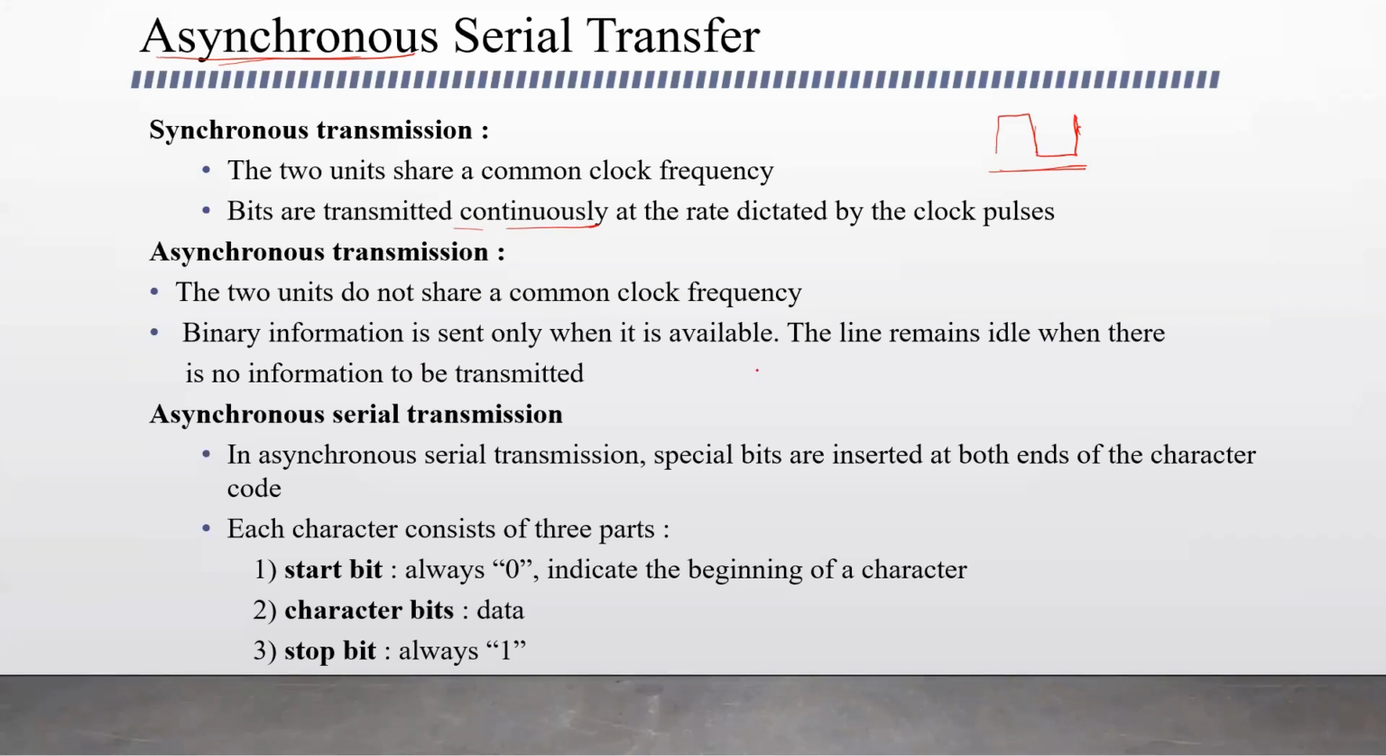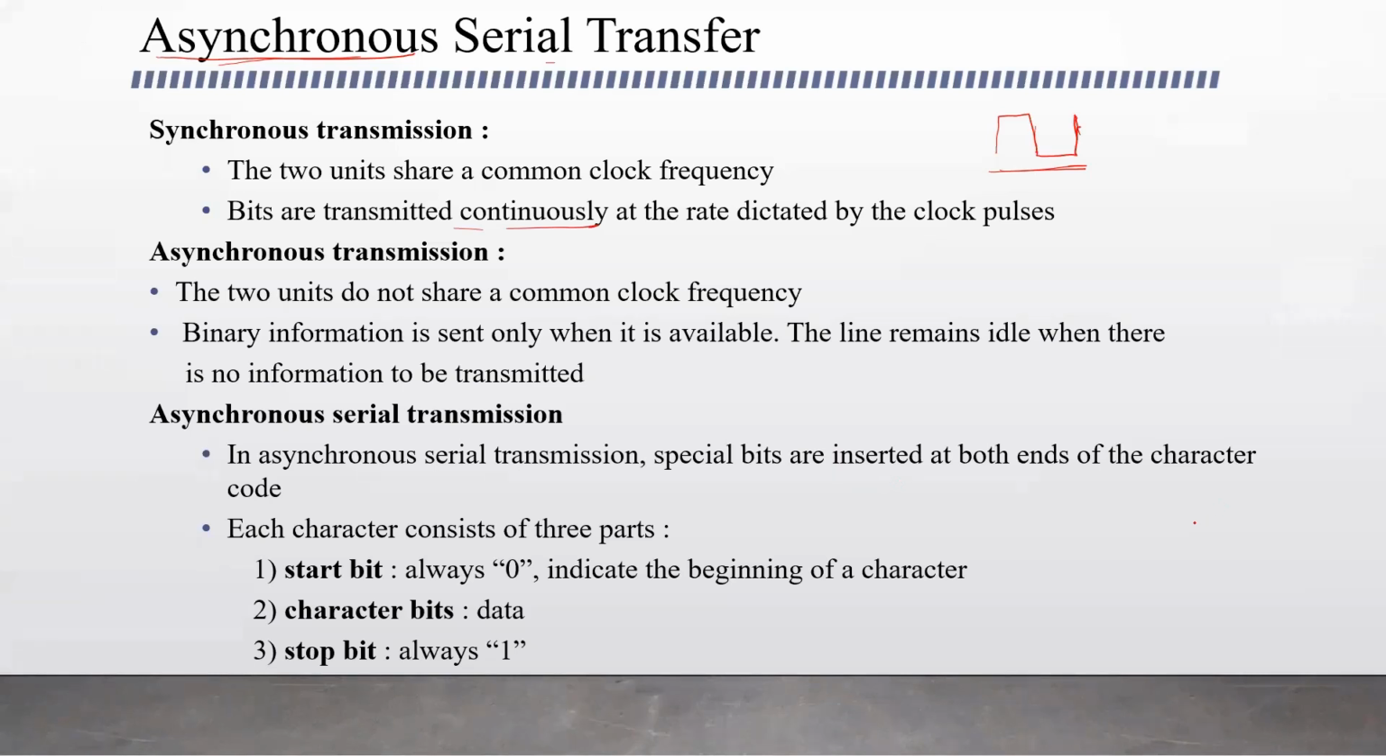In asynchronous serial transfer, the data are transmitted serially, one after the other, and the units do not use a common clock. They are not synchronized with a common clock. So when the sender places the data, the receiver needs to be informed about the availability of data. So in this asynchronous serial transmission, special bits are inserted at both ends of the character code.